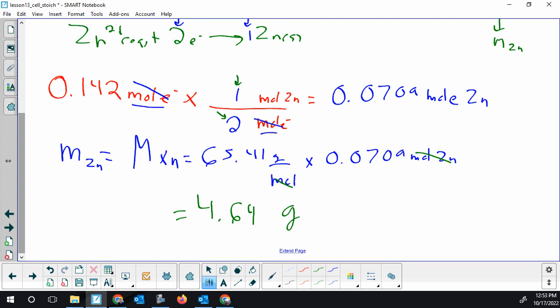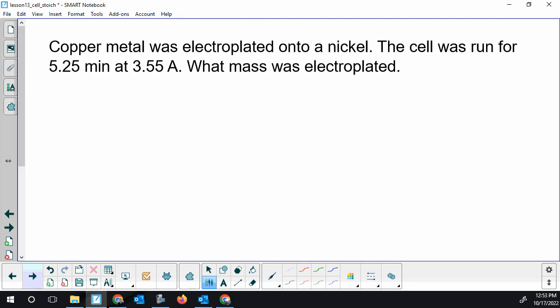Okay. So copper metal was electroplated onto nickel. The cell ran for 5.25 minutes at a little under 4 amps. What mass is this? So it's a similar question to what we just did. The question is mass again. You just have to think of, is it nickel we're making or is it copper we're making? And carry out the 3 steps. I'll summarize the answer for each step shortly.